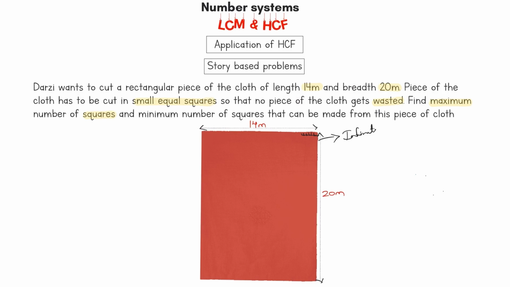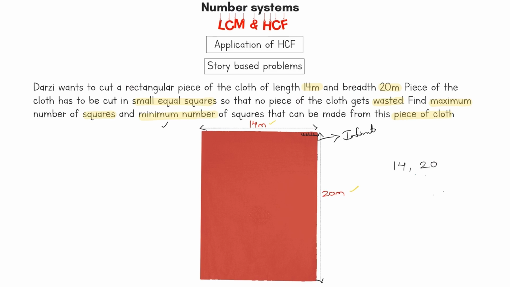Next question looks challenging, that is the minimum number of squares. The minimum number of squares that can be made from this piece of cloth. Okay, so what will I find out? If it is a square, it needs to have equal sides, right? When is this possible? How can I make this 14 and 20 have equal side? By taking the HCF of 14 and 20. If I can do that, then only I can make this minimum.